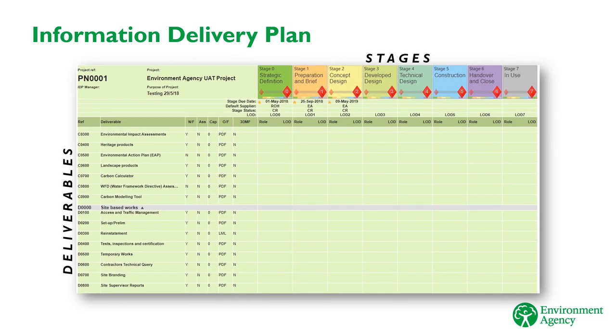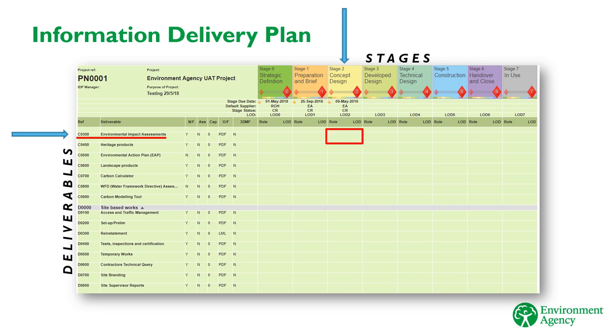Using the IDP is very simple. Remember, you have the deliverables on the left, types of information you want to procure, and you have stages at the top, when you want to procure them. So let's say you wanted to procure an environmental impact assessment, and you want this work to be done during the second stage. You show this by selecting the cell that intersects this row and column.